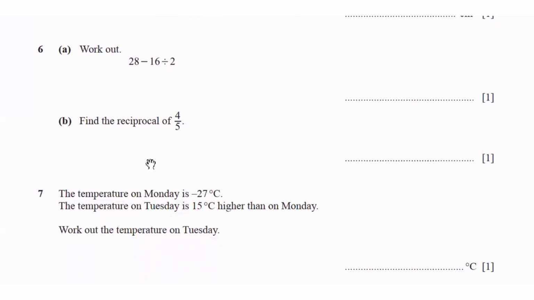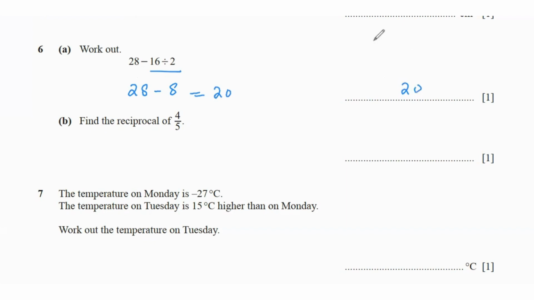Work out 28 minus 16 divided by 2. So a BODMAS question. Always remember that you do division first if there's addition, subtraction, multiplication, division over here. So we divide first, that's going to give us 8. And then 28 minus 8 is 20.